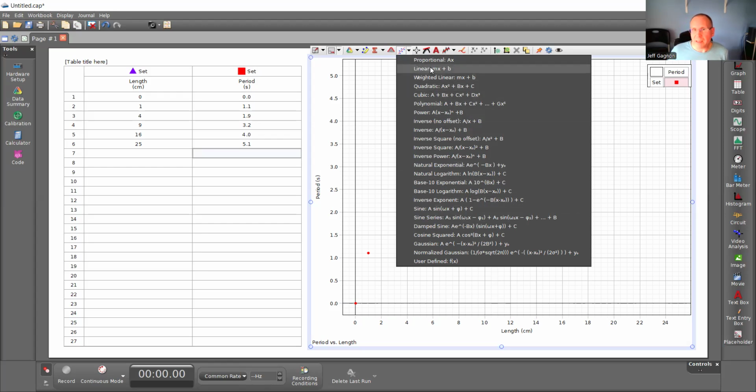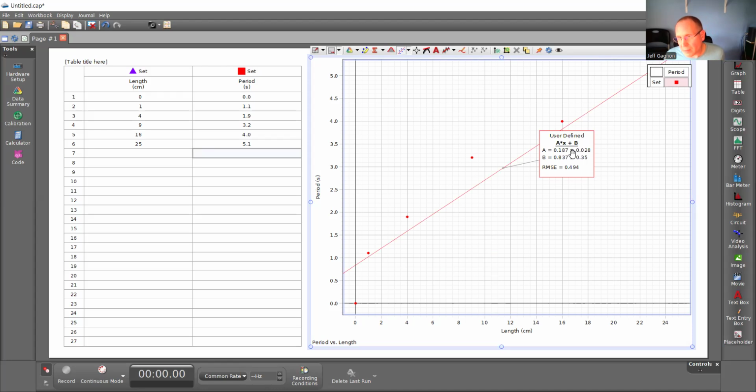But in this case, we need a square root function, and it's not easy to get that here because it's not one of the options. So what we're going to do is what's called a user defined function. We'll define it ourselves, so I'm going to click on that. By default, it's going to use a linear function, like ax plus b instead of mx plus b. They just call it ax plus b. So we want to change this to be like a square root function.